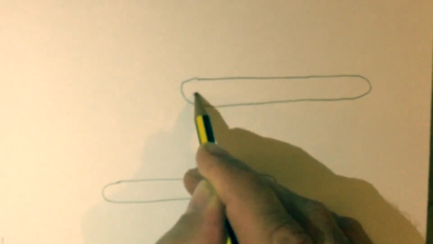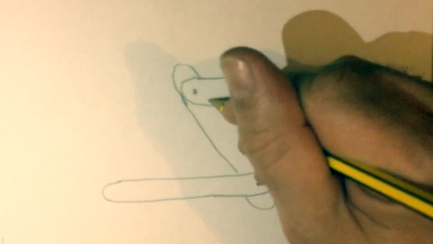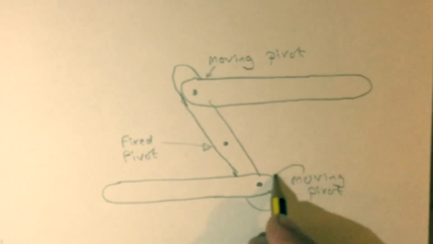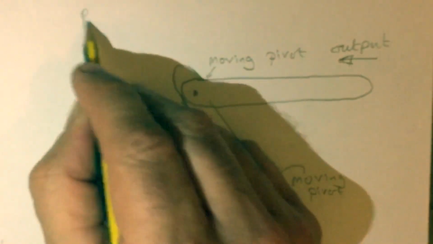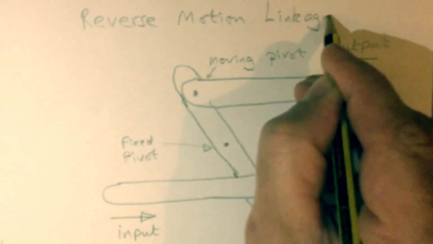This mechanism consists of 3 linkages. It's pivoted together in 2 places with moving pivots, and it's fixed in the middle with a fixed pivot. The input is pushed, the output goes the opposite direction, and that's why it's called a reverse motion linkage.